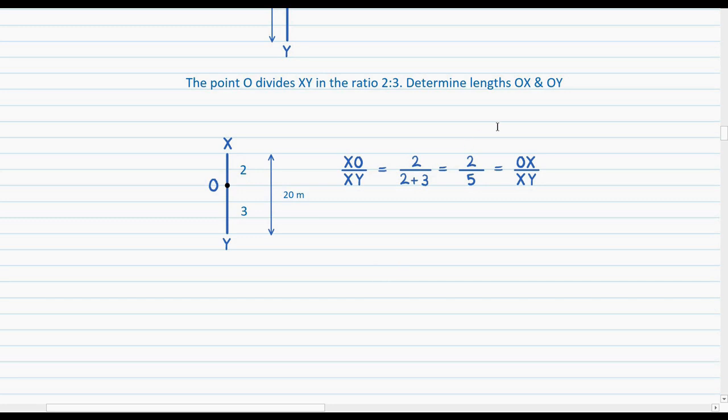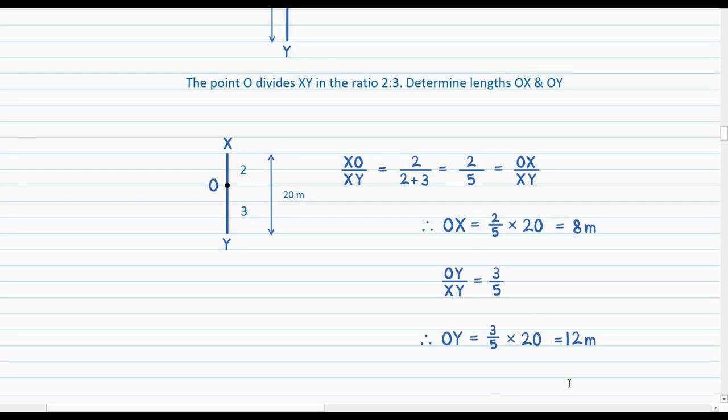Then to get the length OX, we'll just say this is a ratio of OX over XY times length of XY, which is 20 meters. And that gives the length of OX as 8 meters. And don't forget to include the units. Then similarly for OY, we get the length of OY as 12 meters.